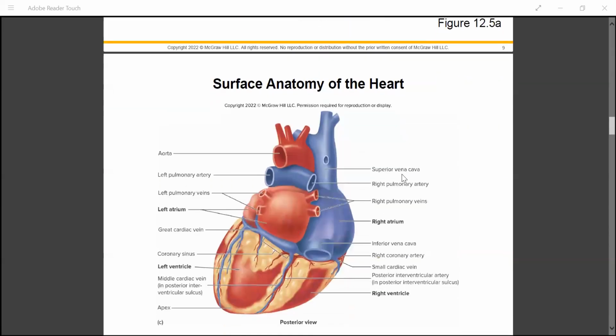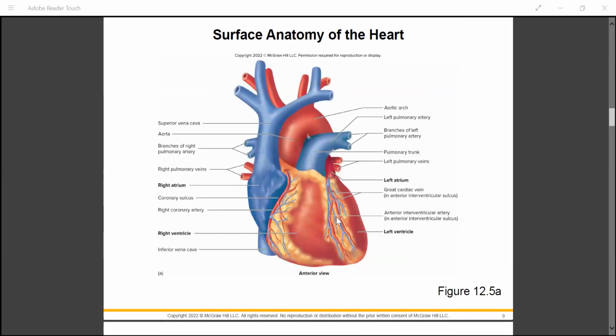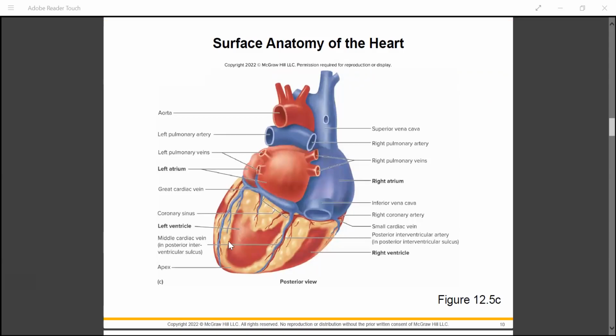On the back side of the heart, one thing I want to point out is we have our great cardiac vein and the coronary sinus. And so these are going to be two of the main veins that drain our heart itself. You can see some of these arteries here that are traveling down the heart. Remember, the heart's a muscle, so it needs to be supplied with blood itself to keep pumping. So our heart has vessels that deliver blood via arteries and drain blood back into the right atrium, like I said, via the coronary sinus and great cardiac vein.